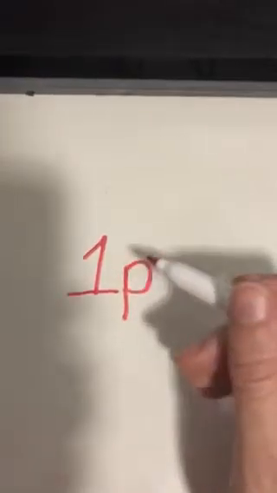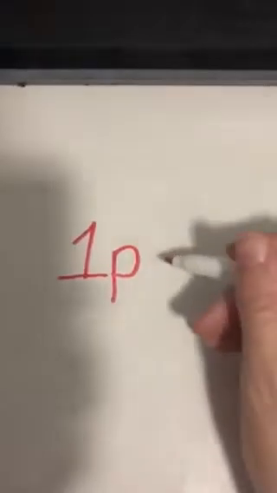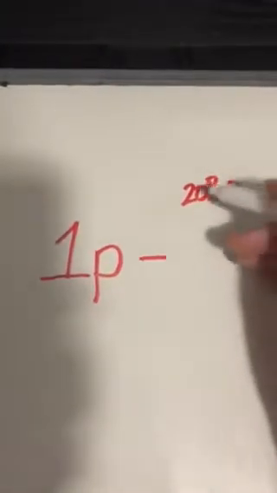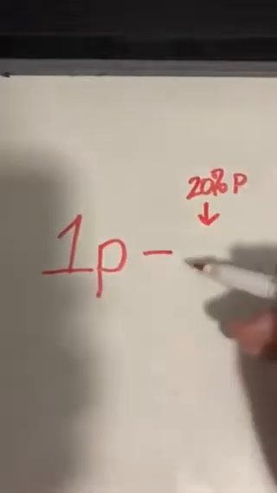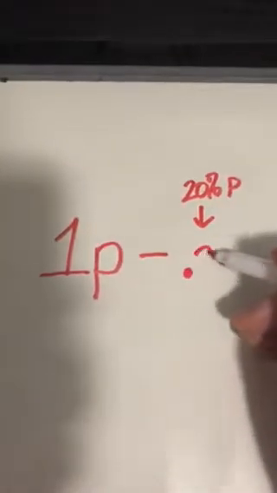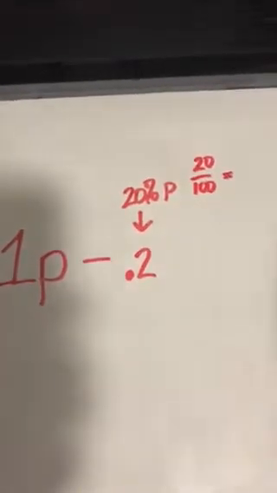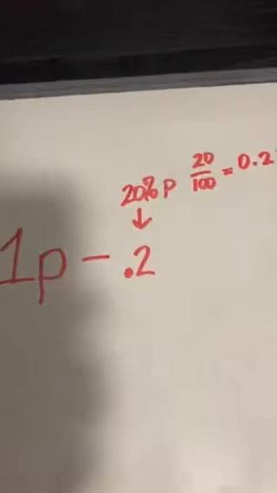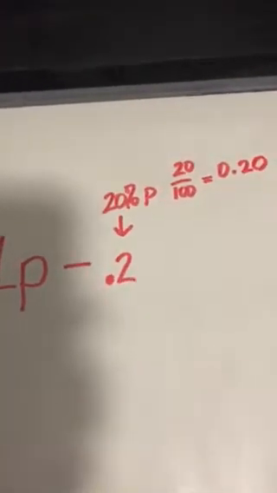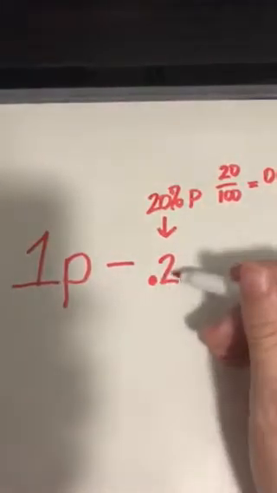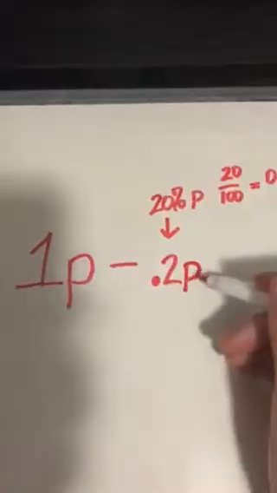Now we are taking 20% off of that original price. So we want to subtract 20% of P. And again, we don't use the percentage, we convert it to a decimal. So that would be 0.2 because 20 divided by 100 is equal to 0.2. So we convert a percent by dividing by 100. So 20% of the original price would be 0.2p.